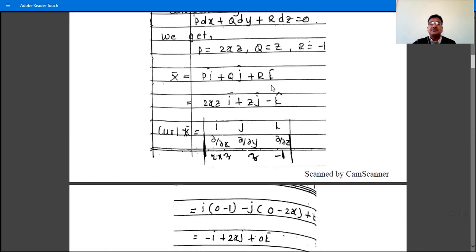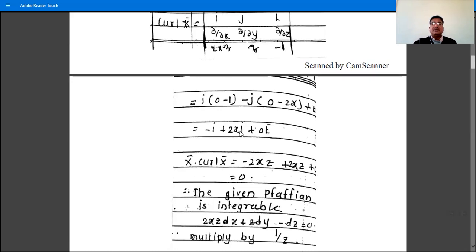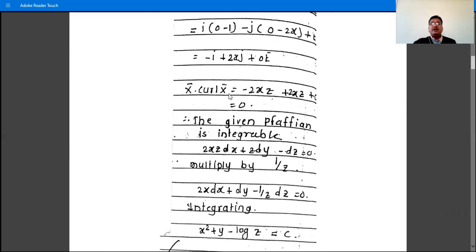And then x̄ is Pi plus Qj plus Rk. We have this vector, and then curl x̄ is the determinant of i, j, k, ∂/∂x, ∂/∂y, ∂/∂z, and then 2xz, the coefficient Q is z and R is minus 1. After solving this determinant, we have i in bracket ∂/∂y of minus 1 is 0, ∂/∂z of z is 1, minus j in bracket ∂/∂x of minus 1 is 0, ∂/∂z of 2xz is 2x, so minus 2x, and plus k in bracket ∂/∂x of z is 0, minus ∂/∂y of 2xz is 0. So k in bracket 0 minus 0, and therefore we have the answer minus i plus 2x j plus 0 k.